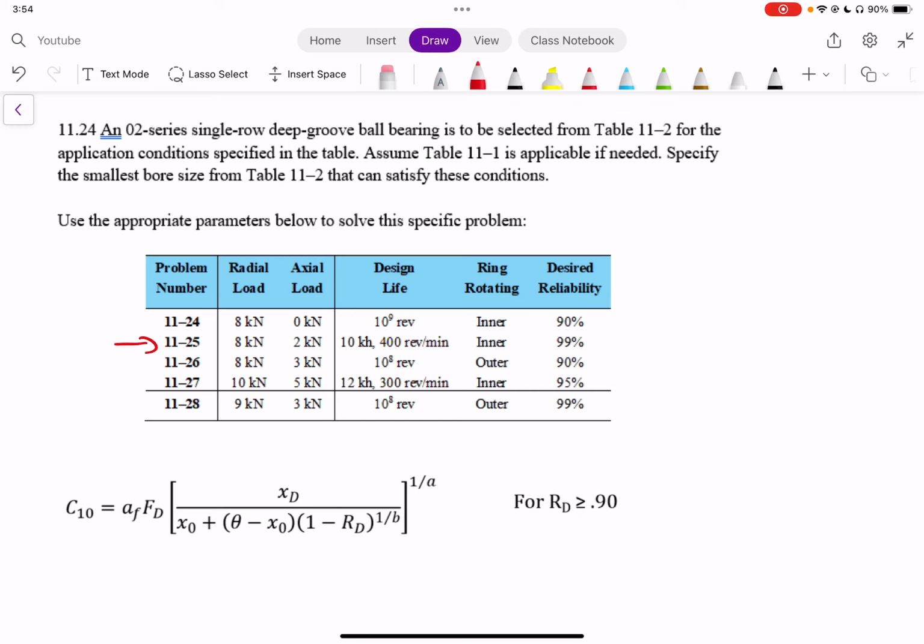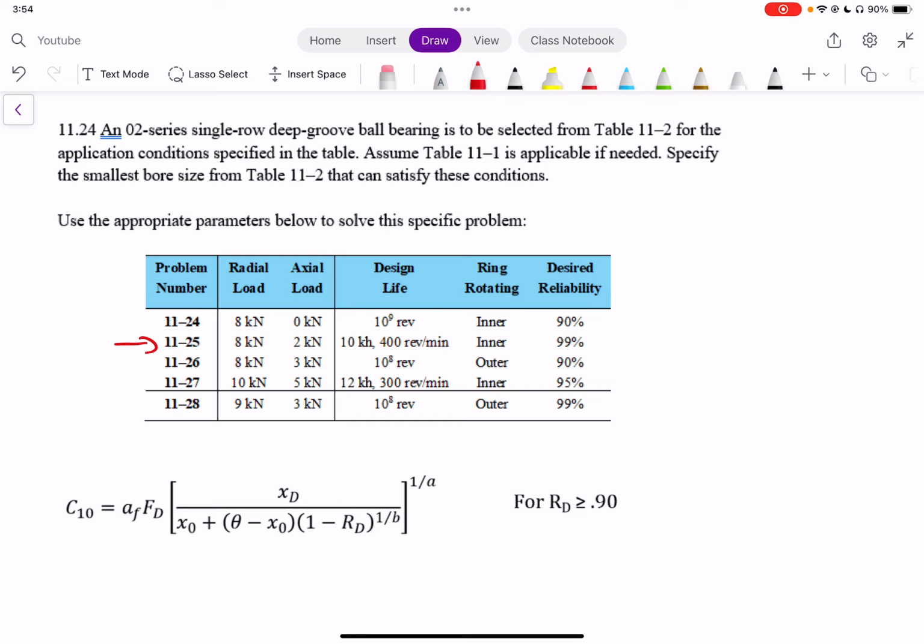And if you've watched the previous video, you'll know that in the previous video we had an example problem where we were given a bearing and we were supposed to find the life of that bearing. Now the problem is essentially reversed, where we have the design life and we're looking for the bearing to use. And it's a little bit trickier to actually find the bearing when there is axial loading. So we'll talk about that throughout this problem.